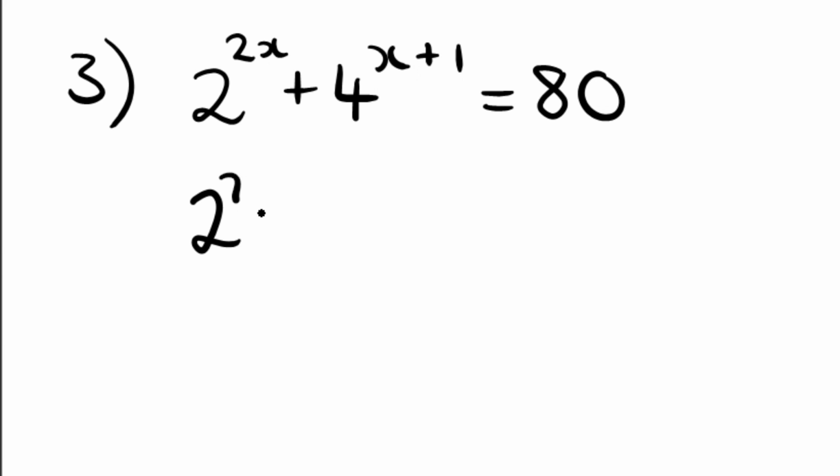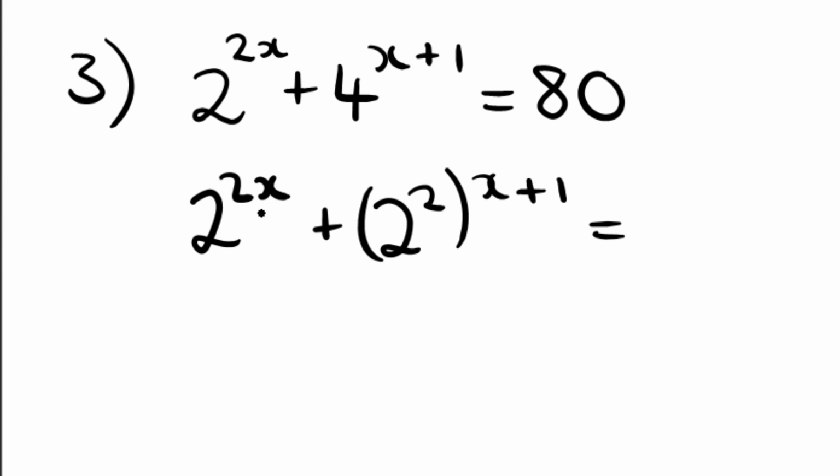So we have 2 to the power of 2x plus 4, you write it as 2 to the power of 2. You can use your calculator again if you don't know how to break down the 4. 2 to the power of 2, and then you have x plus 1 there. 80, because it does not have the power of x, just leave it as 80. Don't change it. It's just a constant.